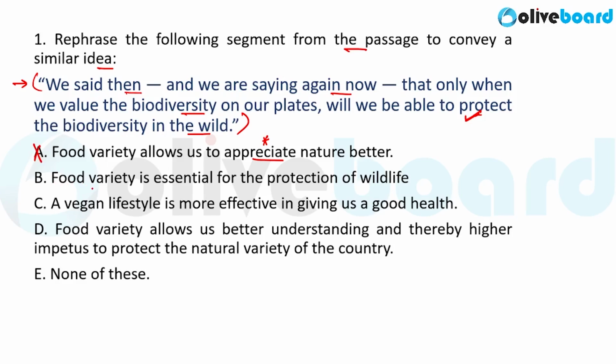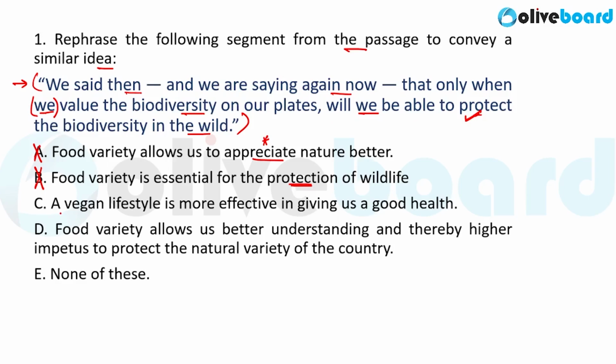Option B says food variety is essential for protection of wildlife. Even though option B mentions protection of wildlife or biodiversity, option B eliminates our role in protection and appreciation of biodiversity or food variety. The original sentence says we must value the biodiversity on our plates so that we can protect the biodiversity. Here, our role has been eliminated. Hence, option B here can be negated.